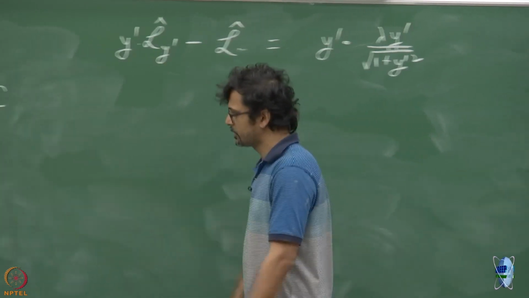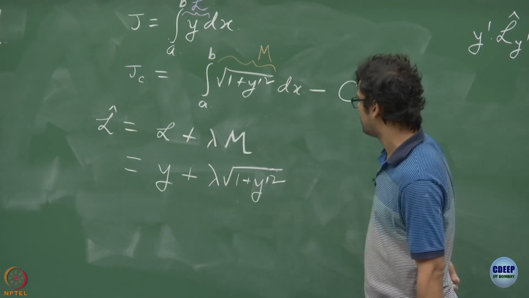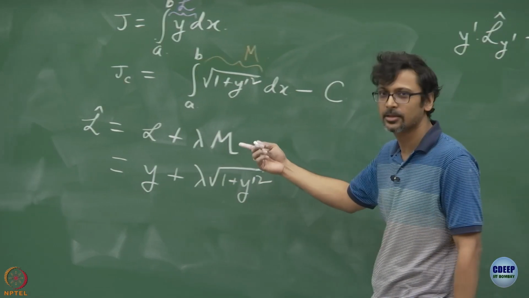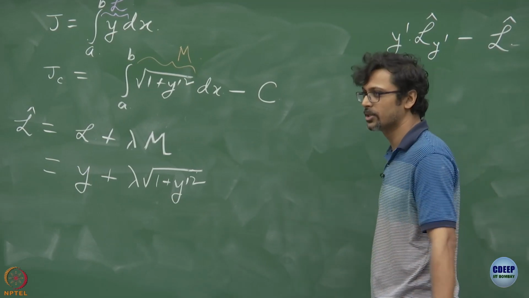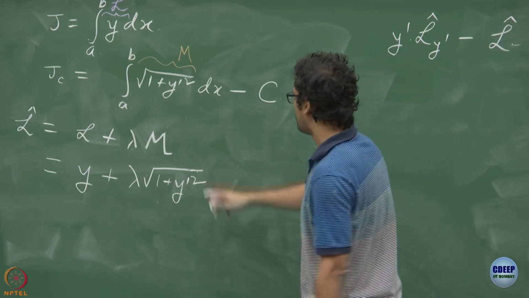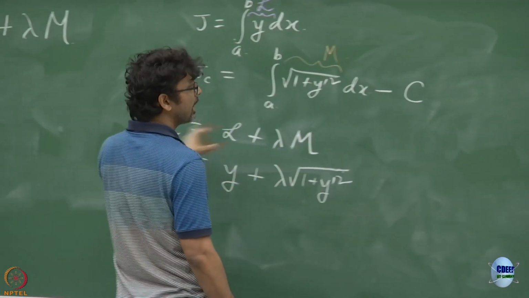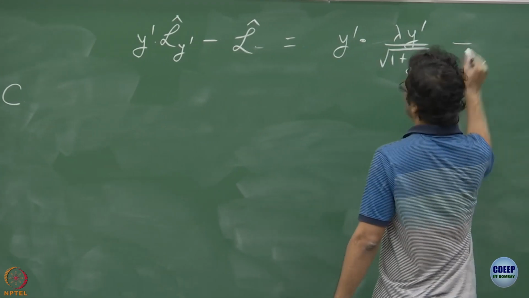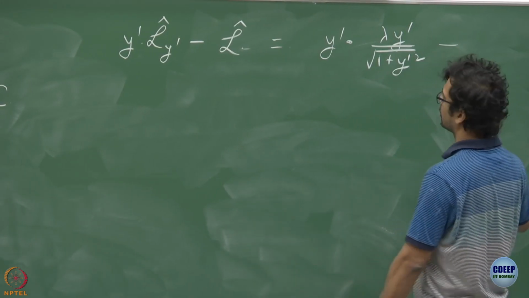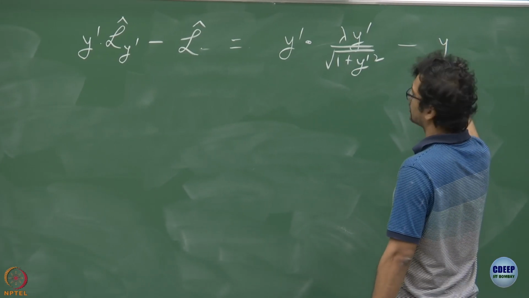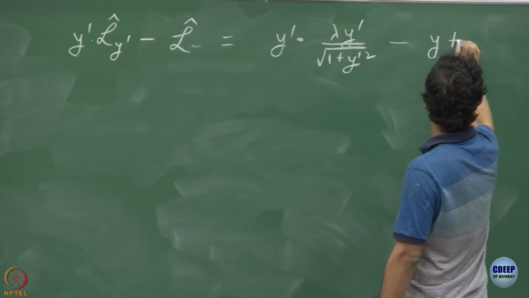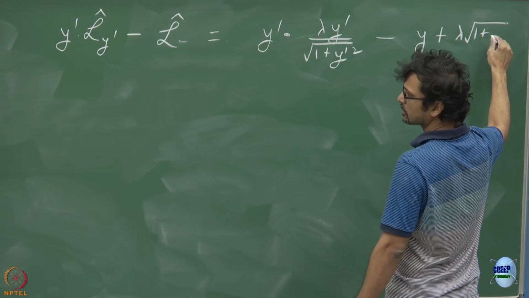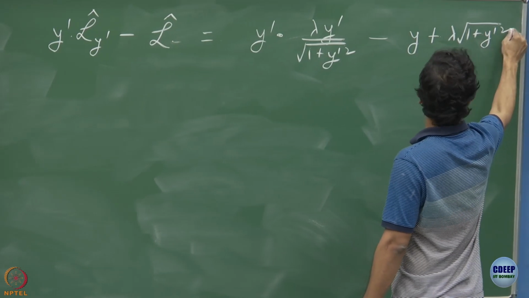I hope I am not making a mistake here. So please be on the top of your game. This will help you score marks in your exams, because you have to be good at integrating and solving differential equations. That's the essential part. Okay. So this is L y prime dot product with y prime minus L. What's L? Well, that is y plus lambda square root 1 plus y prime squared.